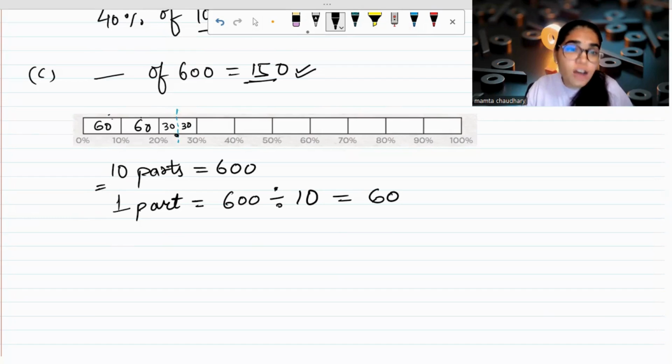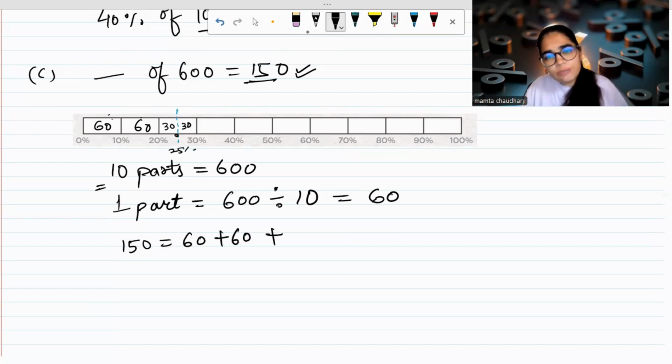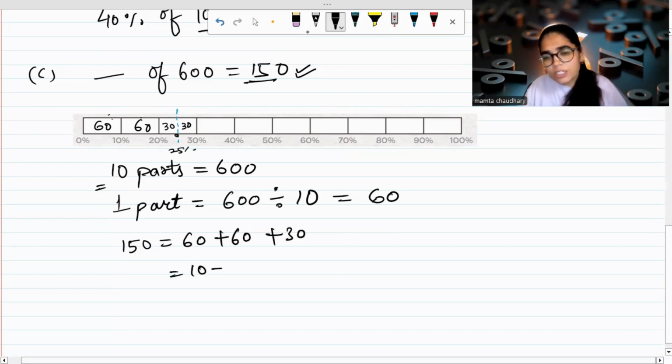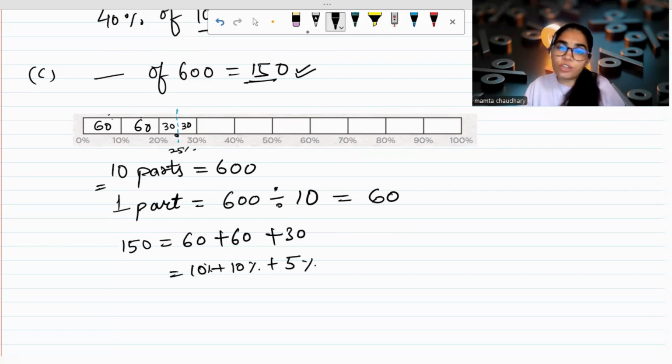So now this is half, between 20 and 30, what percentage comes? 25%. Okay? Or what else? Is there any other different way to find it? Yes, you can find it. How? See, here we can write 150 equals 60 plus 60 plus 30. So it is 10% plus 10%. This one block is what? 10% plus half block, that is 5%. So total 25%. Same as what we calculated here, 25%.